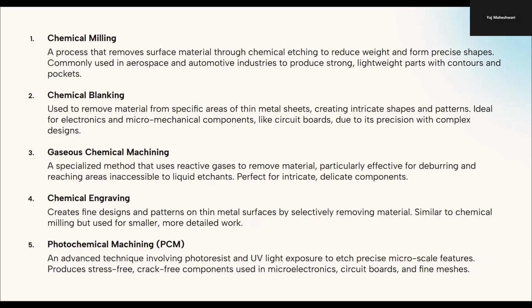Number three, gaseous chemical machining, a specialized method that uses reactive gases to remove material, particularly effective for deburring and reaching areas inaccessible to liquid etchants, perfect for intricate, delicate components. Number four, chemical engraving, creates fine designs and patterns on thin metal surfaces by selectively removing material, similar to chemical milling but used for smaller, more detailed work. Number five, photochemical machining, an advanced technique involving photoresist and UV light exposure to etch precise microscale features. Produces stress-free, crack-free components used in microelectronics, circuit boards, and fine meshes.